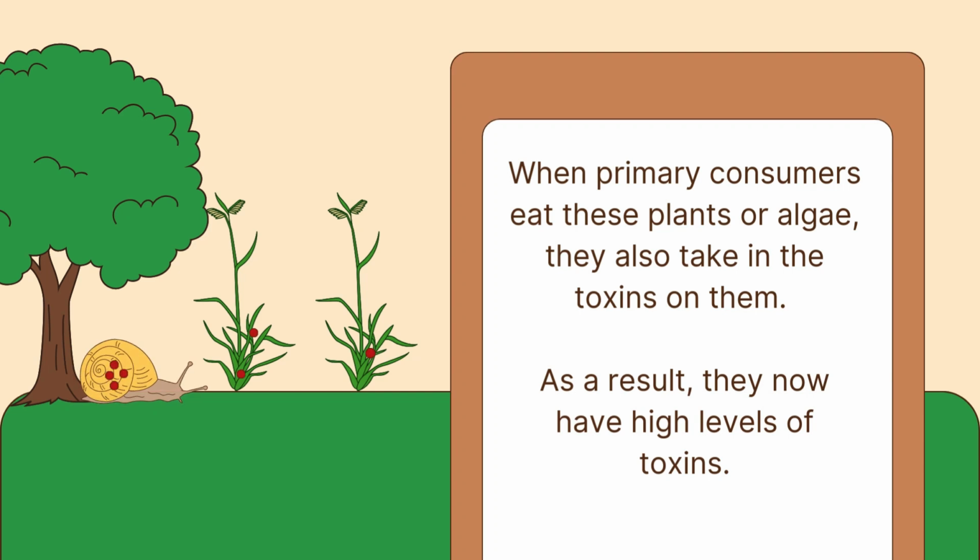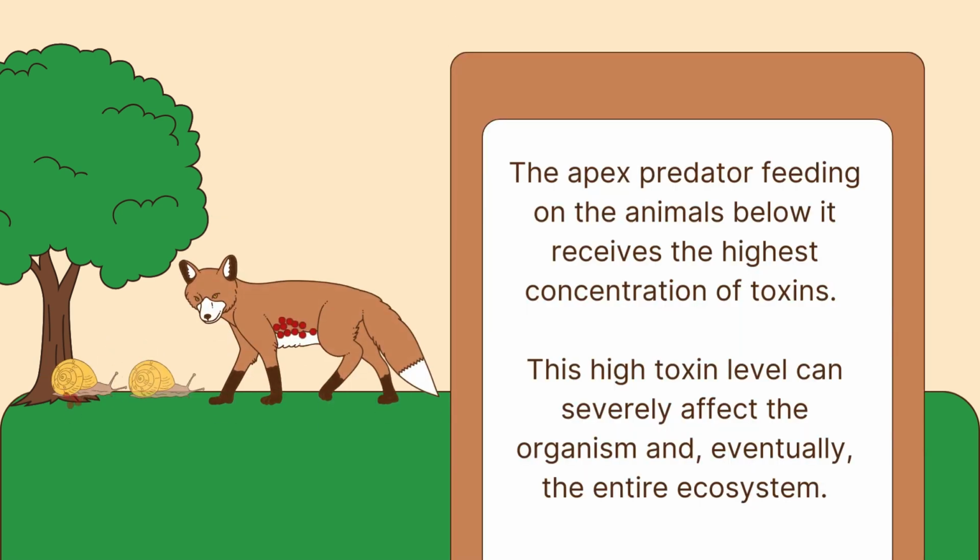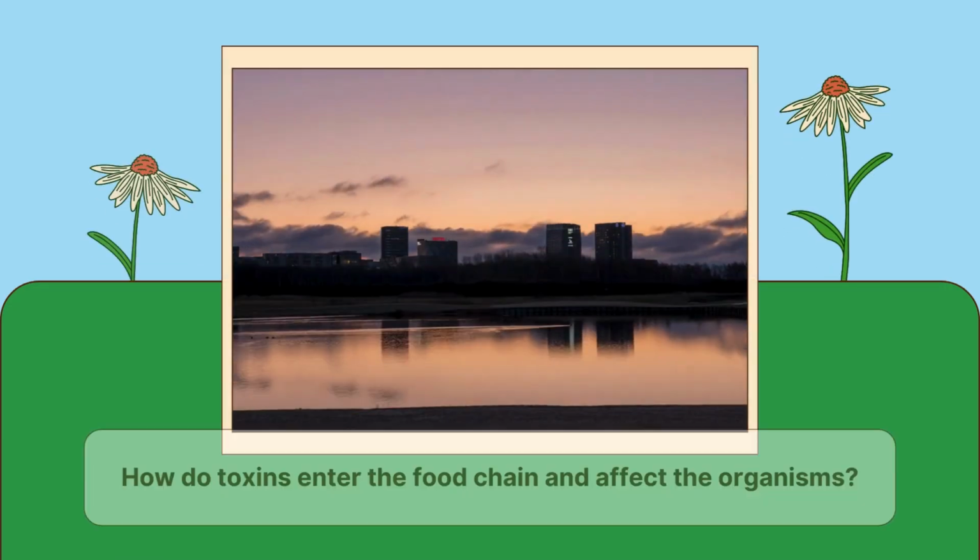When primary consumers eat these plants or algae, they also take in the toxins on them. As a result, they now have high levels of toxins. The apex predator feeding on the animals below it receives the highest concentration of toxins. This high toxin level can severely affect the organism and eventually the entire ecosystem.